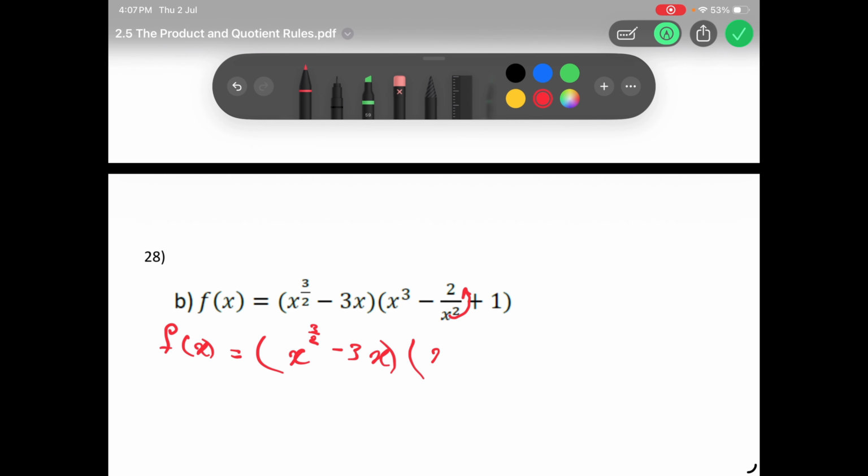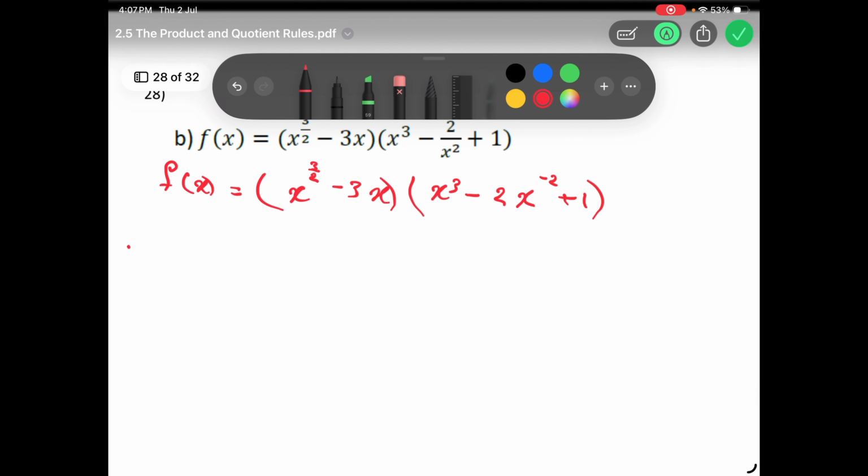Here we have x cubed minus 2x to the minus 2, then plus 1. Then we will find the derivative applying the product rule. I will keep the first function as it is. I like this style of parentheses. So here x to the power of 3 over 2 minus 3x. Then I will differentiate the second.